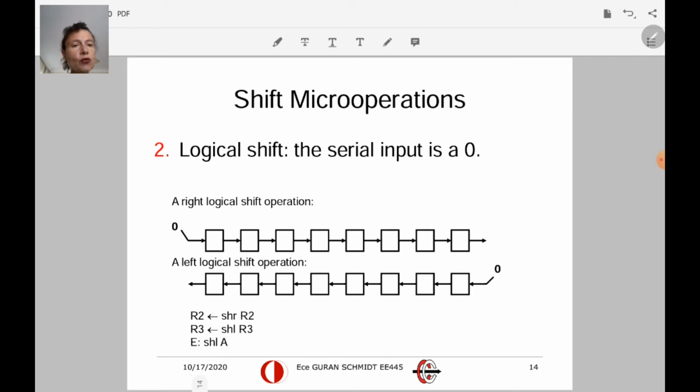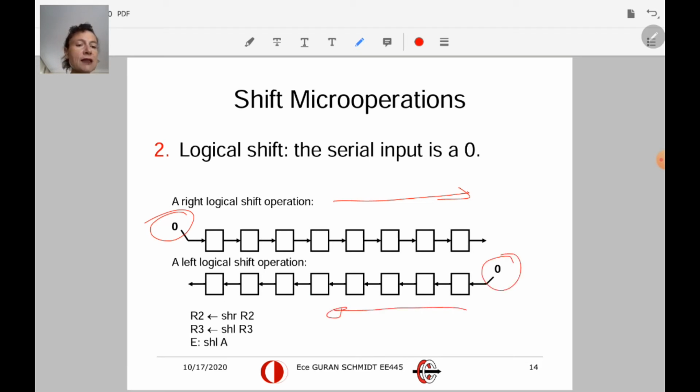We have 2 important shift micro operations. One is logical shift. Here the serial input is a 0. This is what we learned in logic design. So it is right logical shift, where you enter a 0, and left logical shift, where you enter a 0. And the designation would be R2 shift right R2, R3 shift left R3, on the condition that the E flip-flop output is 1, shift left A. So you can have this kind of examples.